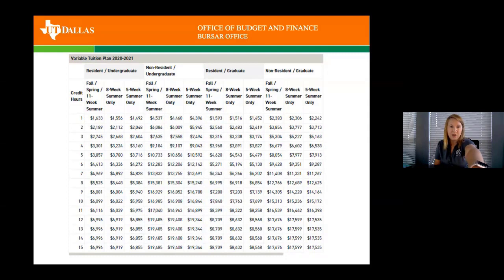Are you resident undergraduate? Are you resident graduate? Are you non-resident undergraduate or non-resident graduate? And then most students are going to fall into that first column for each section. So the fall, spring, 11-week, summer session, you're usually going to fall into that session unless you're in the summer and you're taking like a 5-week only or an 8-week only. Even if you're taking an 11-week and an 8-week in the summer, you would still follow the first column.